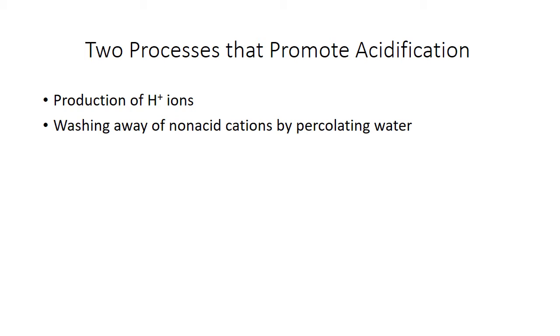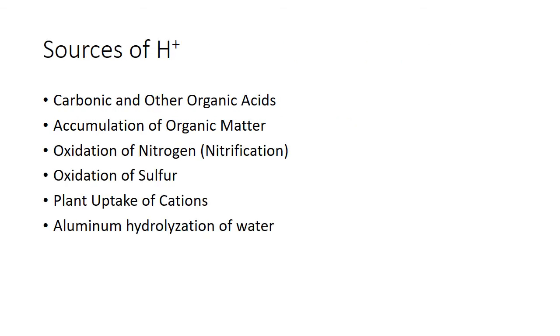For acidification, there are two processes that promote it. One is the production of hydrogen ions, and the other is the washing away of non-acid cations by water that's percolating through the soil profile and leaching away. The sources of hydrogen ions that actually produce hydrogen in the soil could be carbonic acid and some other organic acids. If we accumulate organic matter, then we're producing those organic acids, so organic matter can actually create acidity over time.